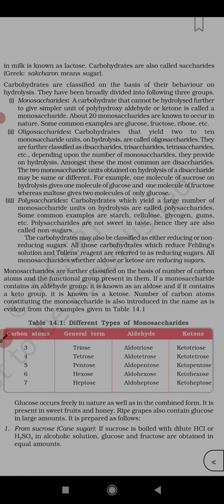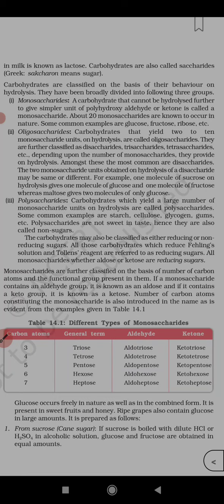Now oligosaccharides: carbohydrates that yield 2 to 10 monosaccharide units on hydrolysis are called oligosaccharides. They are further classified as disaccharides, trisaccharides, tetrasaccharides. If they give 2 products on hydrolysis, they are called disaccharides, 3 trisaccharides, 4 tetrasaccharides, etc., depending upon the number of monosaccharides they provide on hydrolysis. Amongst these, the most common are disaccharides.